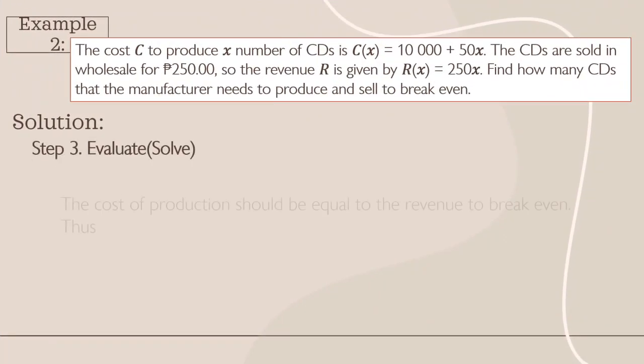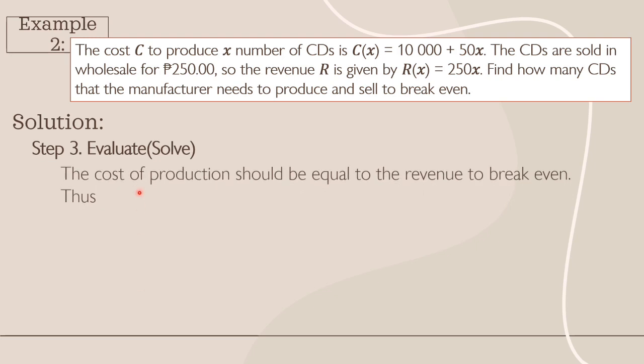Step 3, evaluate. So the cost of production should be equal to the revenue to break even. Thus, we use C of X is equal to R of X. So what is the value? What is C of X? 10,000 plus 50x. What is R of X? We have 250x. Therefore, we have here 10,000 plus 50x is equal to 250x.